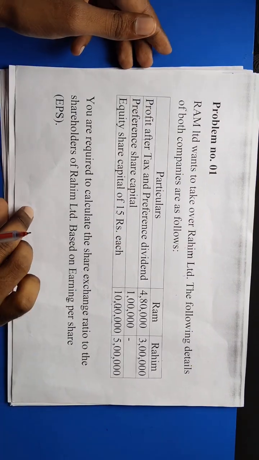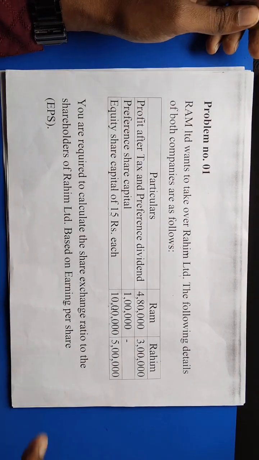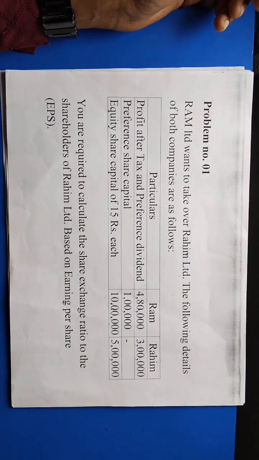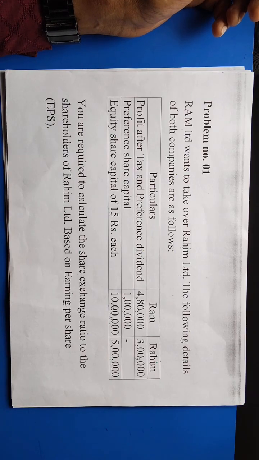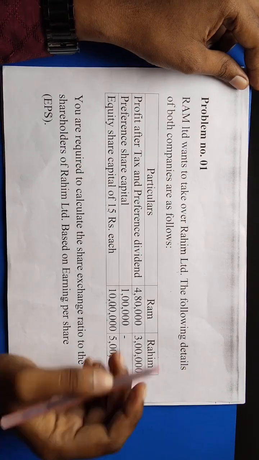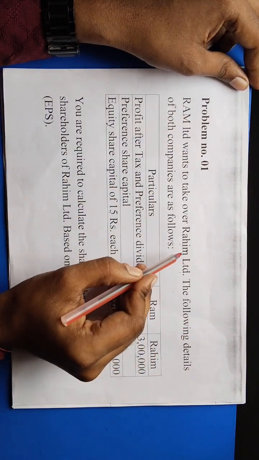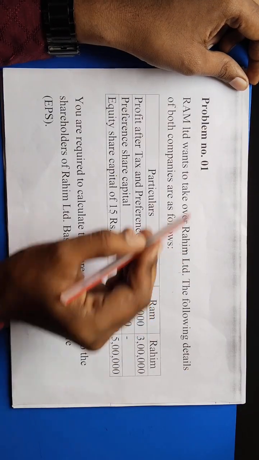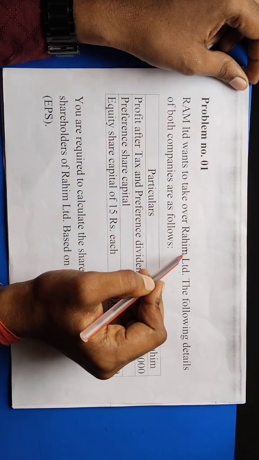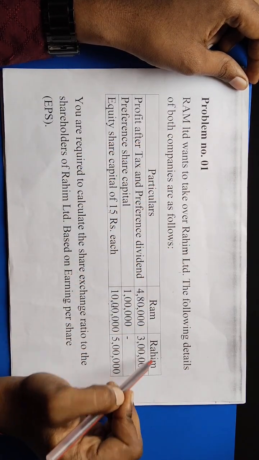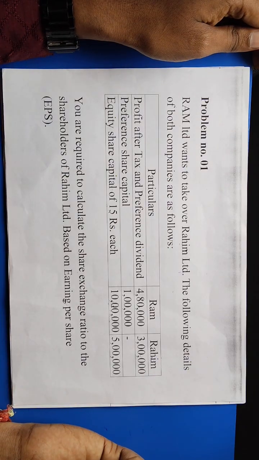Okay, here is the first problem. In this problem, Ram Limited wants to take over Rahim Limited. The following details of both companies are as follows. So what does this mean? Ram company is going to acquire the Rahim company. Ram company is going to take over the Rahim company, and then they've given three items belonging to the problem.